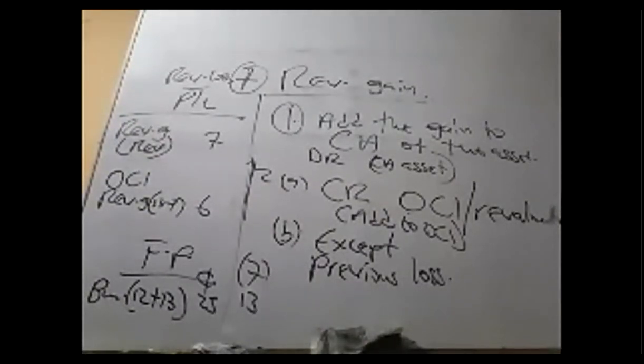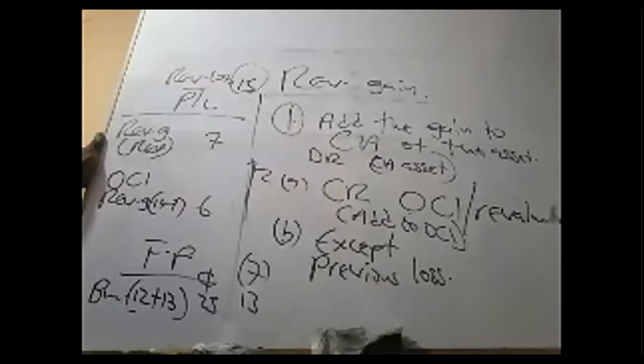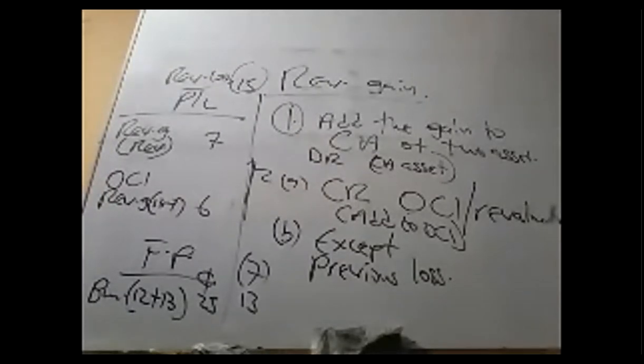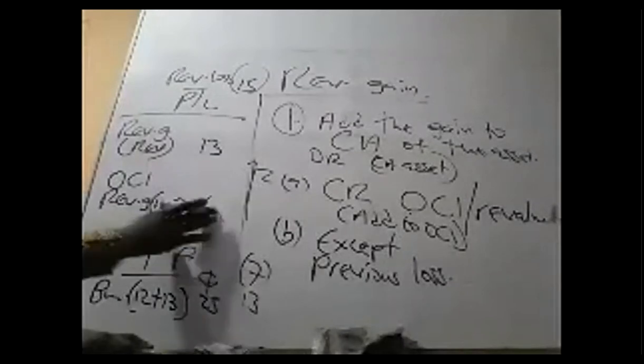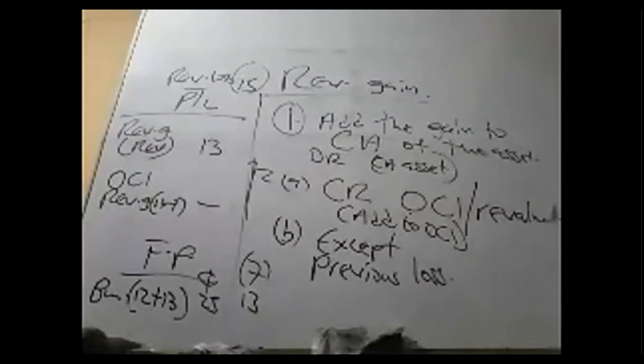Now, what if this previous loss happened to be 15? Then that means, in fact, we cannot even reverse all. We had a gain of 13, but a previous loss of 15. So what happened is this. We have to reverse only to the tune of today's gain. And nothing goes to where? The OCI. Nothing goes to OCI because we are not able to offset the higher loss that took place last year. We are done.